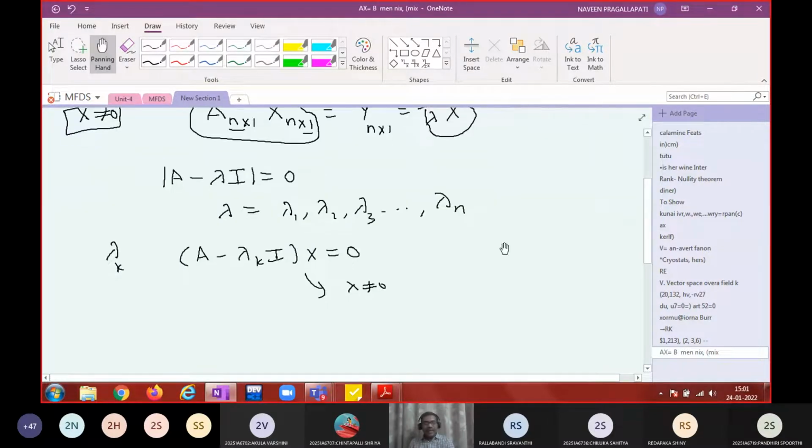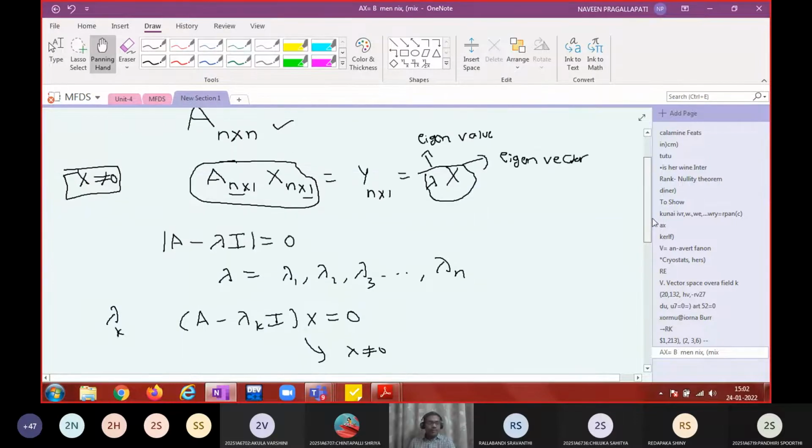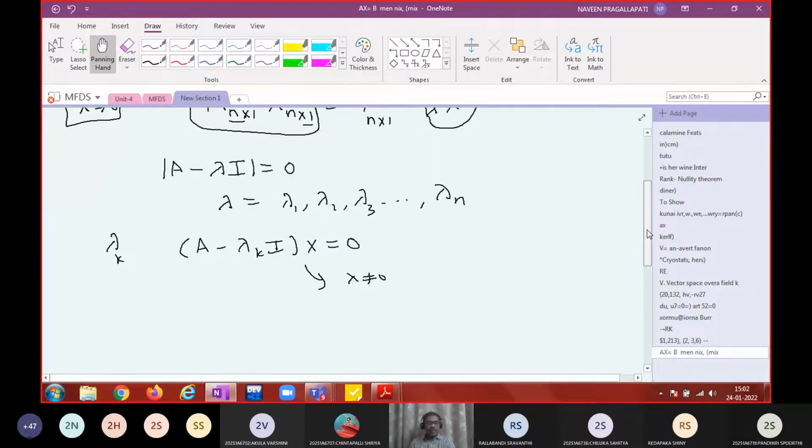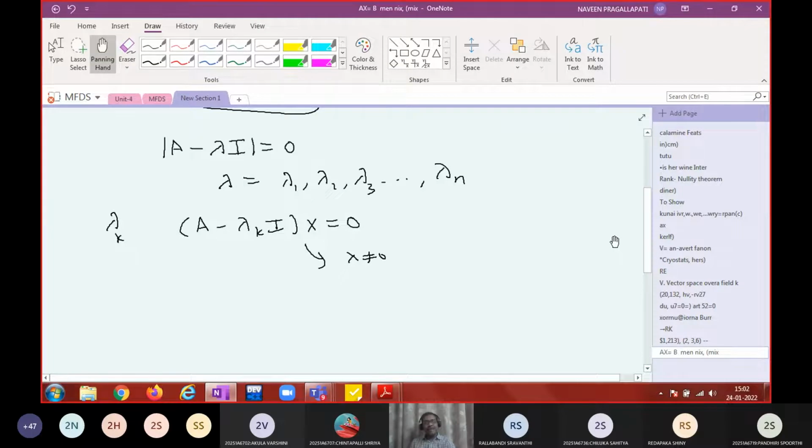Okay, and these eigenvalues may be real, these eigenvalues may be complex, all the eigenvalues may be distinct, some of the eigenvalues may be same. So all cases are there. Okay, and so that is the procedure. That is about finding eigenvalues and eigenvectors.